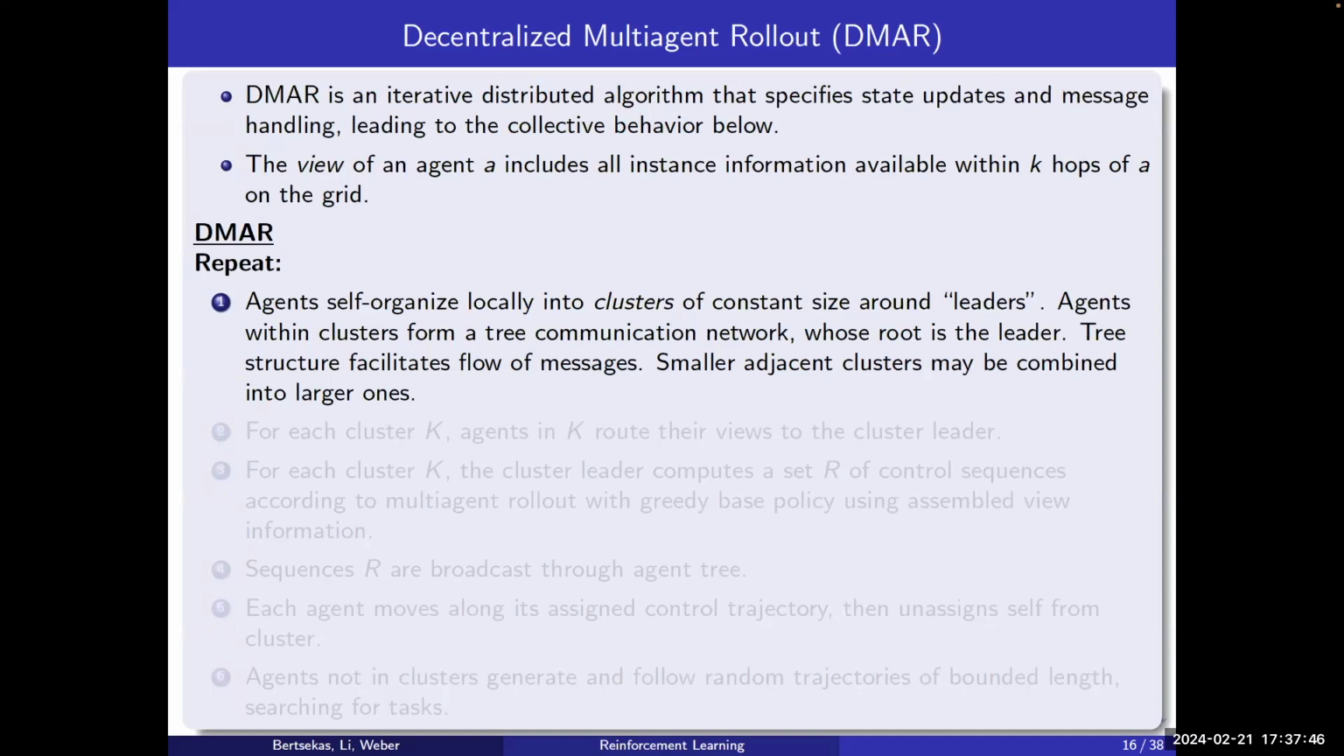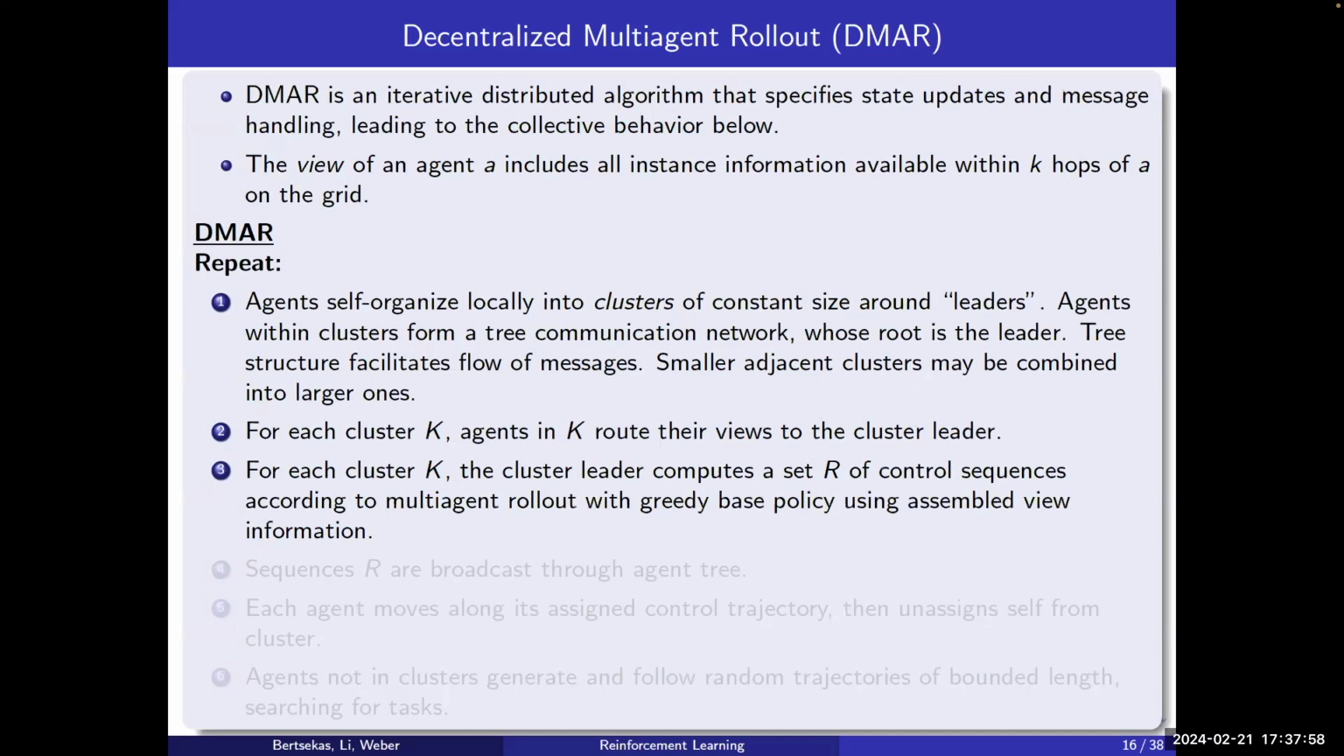Once these clusters are formed, for each cluster K, agents in K will route their views to the cluster leader. And then for each cluster K, the leader computes a set R of control sequences according to the multi-agent rollout algorithm, using some kind of greedy base policy. This is applied over the assembled view information obtained from the previous step. So everybody communicates their view information. This gets aggregated at the leader, and the leader can then treat this individual cluster as a case of MVRP. So it has complete information within the cluster itself.